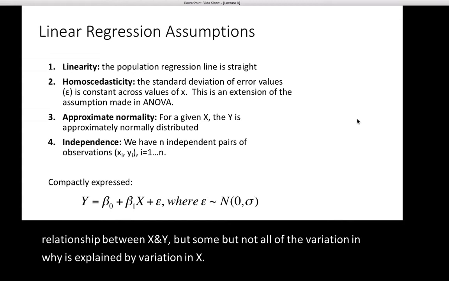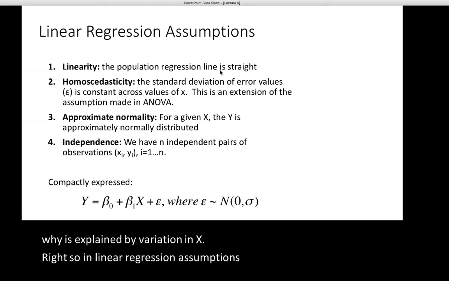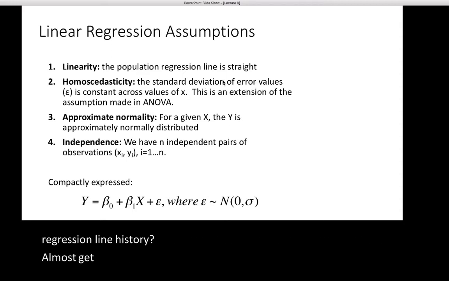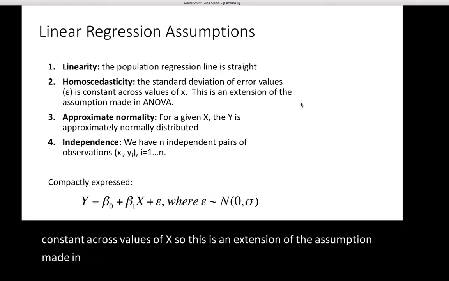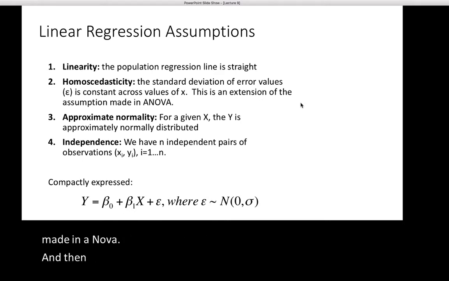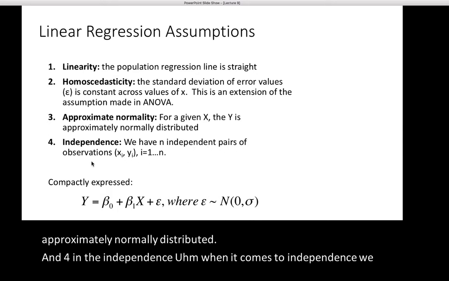Right, so in linear regression assumptions, number 1, linearity: the population regression line is straight. Number 2, homoscedasticity: the standard deviation of error values is constant across values of x. This is an extension of the assumption made in ANOVA. And then number 3, approximate normality: for a given x, the y is approximately normally distributed. And number 4, independence: we have n independent pairs of observations, right?